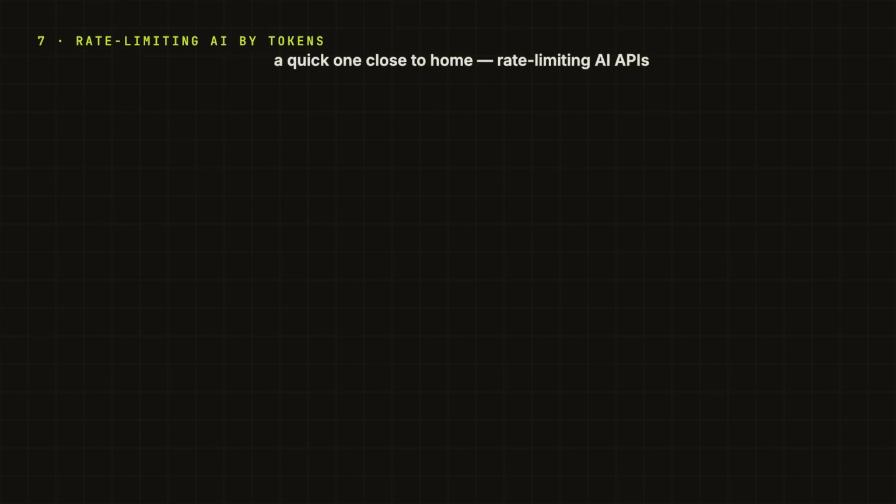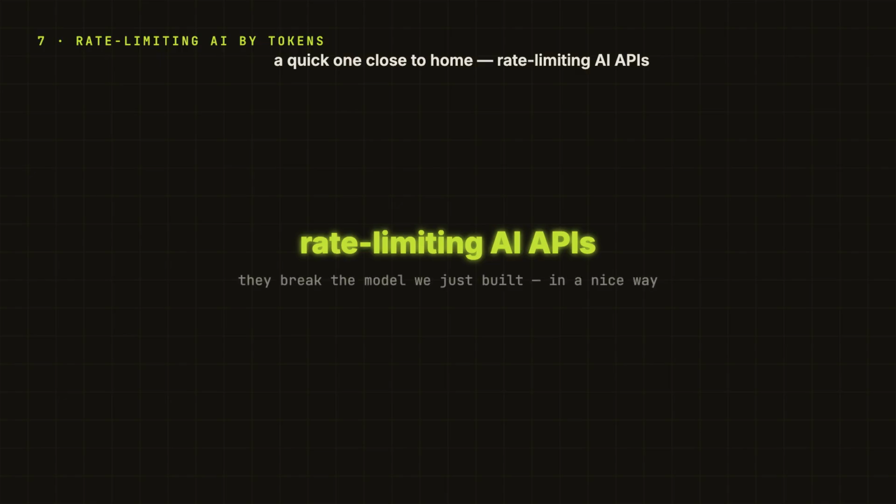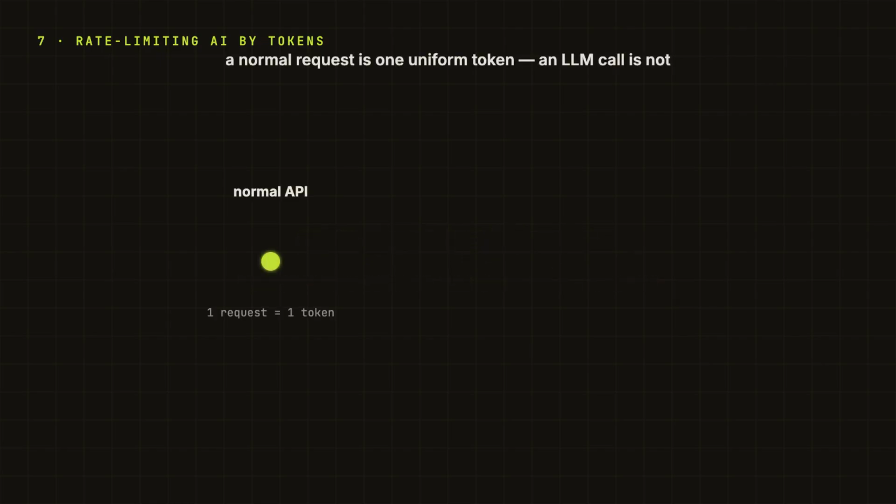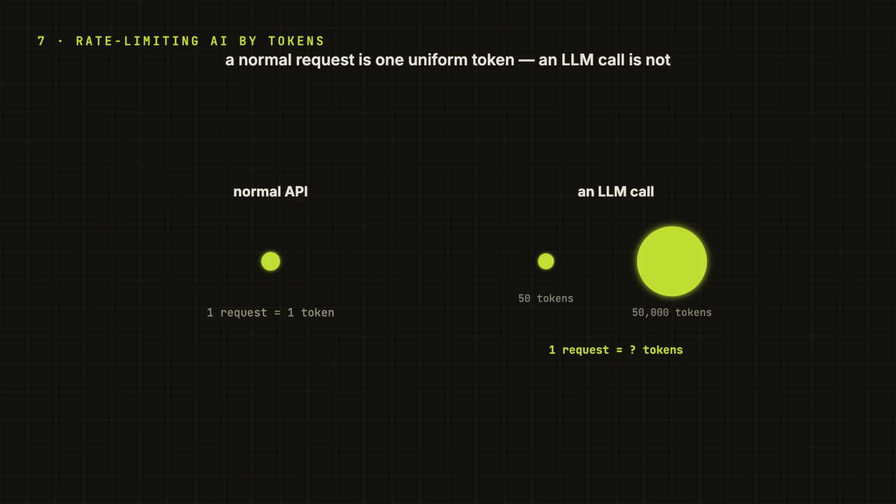Okay, quick one that's close to home for me. Rate limiting AI APIs, because they break the model we just built in a nice way. With a normal API, every request is roughly the same size. One request, one token from the bucket. But when you call an LLM, the cost isn't one request, it's the tokens. And one request might be 50 tokens or 50,000 tokens.